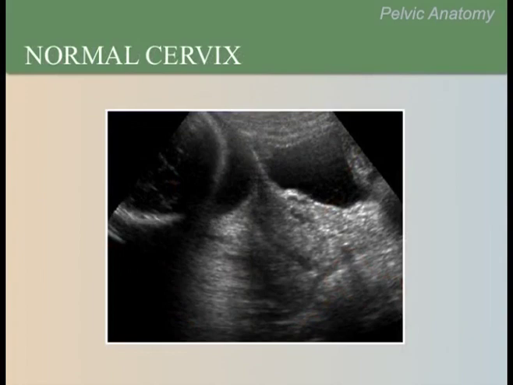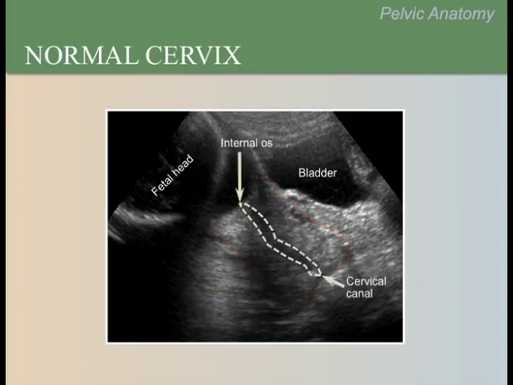Next, we will look more closely at the cervix. The internal os is the place where the cervical canal meets the uterus. You cannot see or feel the internal os on clinical exam. Here we have outlined the cervix to make it more obvious. We have also labeled the bladder and fetal head. Now we will remove this outline of the cervix so that we can show the cervical canal and the internal os.